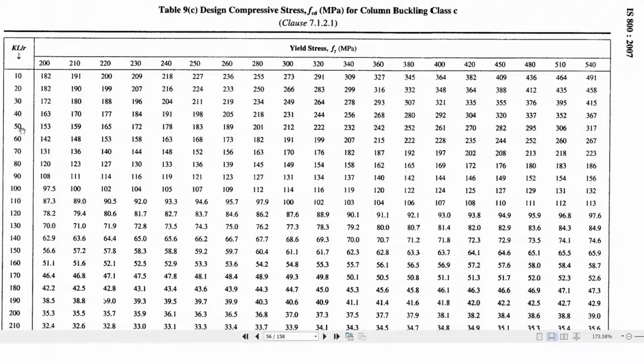But we don't have 51.54 here. We have only 50 and 60. So what to do? Shall we take the value of 50?